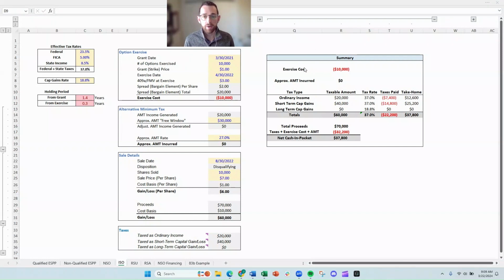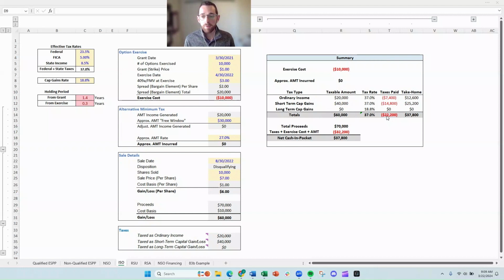So the summary here is that we exercised our shares because remember, we had the right to buy, and we did buy those shares for $1 from the company. So that cost us $10,000 out of pocket. We did not incur any AMT. When we sold the shares for $70,000, we had a gain of $60,000, and that gain was split between ordinary income and short-term capital gains. They are taxed at the same rate, generally speaking, and so these were the taxes paid.